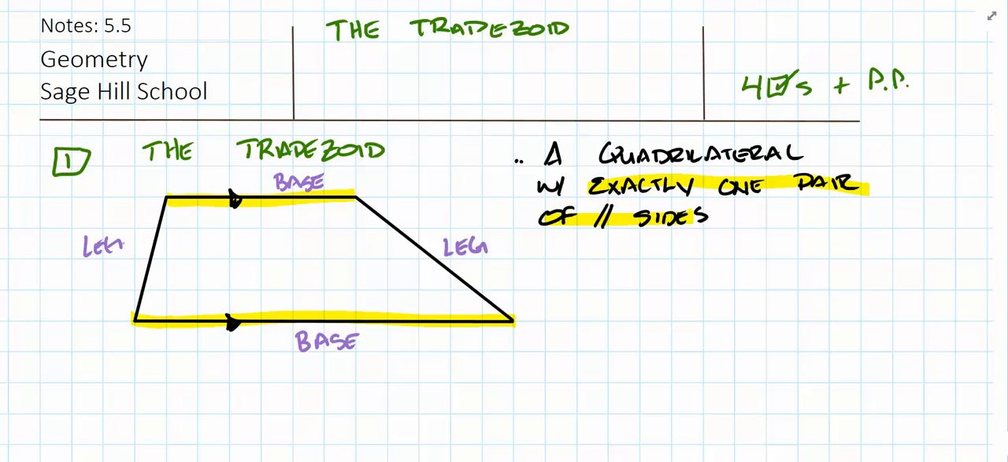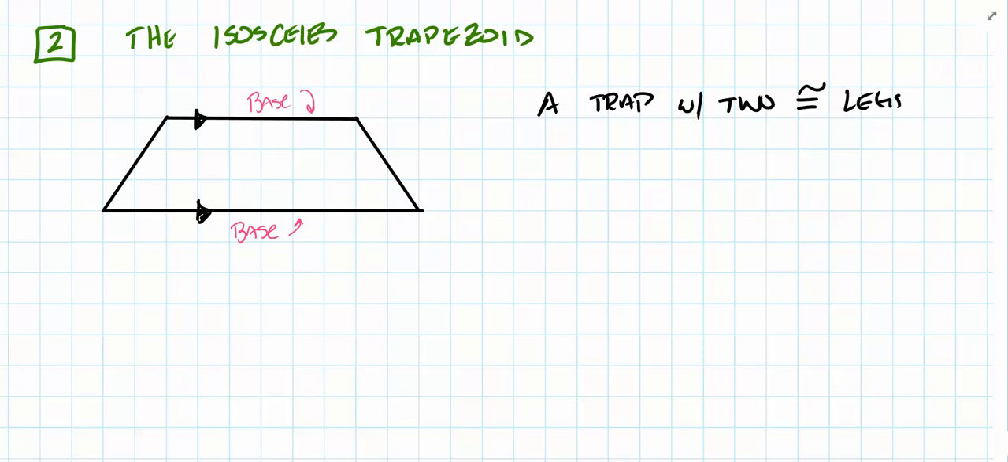So why is this not a parallelogram? There's a reason. What do you think, Isa? Because it doesn't have 2 pairs? Exactly, because it doesn't have 2 pairs of parallel sides. It only has 1 pair of parallel sides. That's what makes it a trapezoid.